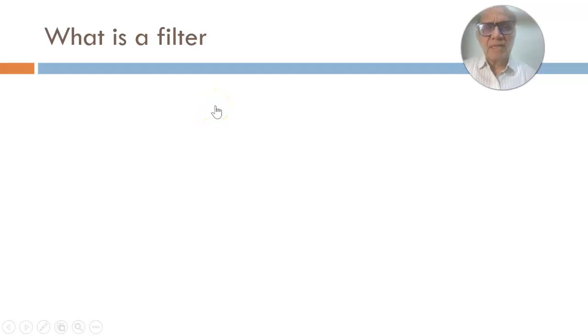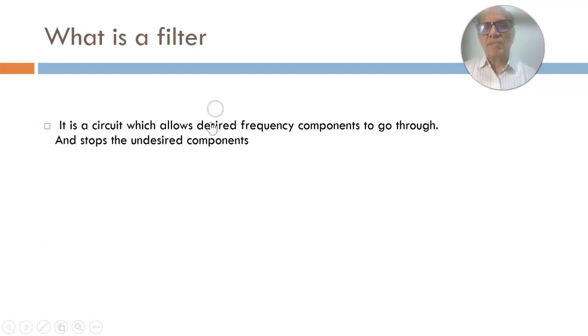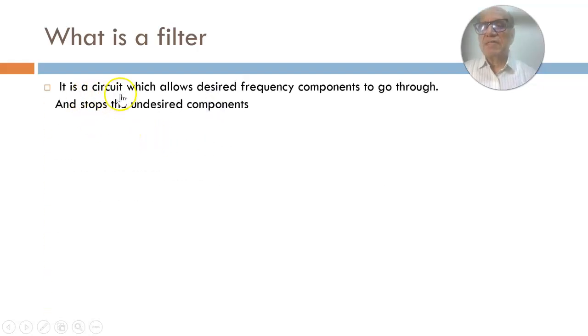Now, if you take any signal, you will generally find that it contains a number of frequency components, but some of them are desired frequency components and some are undesired ones. So a filter is a circuit which will allow the desired frequency components to go through and reject the undesired ones. Let me repeat that. A filter is a circuit which allows the desired frequency components to go through and stops the undesired components.